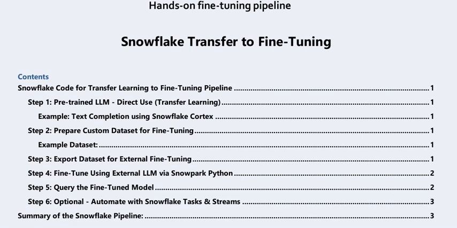Okay, so let's recap a bit for everyone listening. We've essentially walked through this five-step pipeline, starting with just using the base model, transfer learning, then prepping your specific data in Snowflake SQL. Right, getting those prompt and completion pairs ready. Then exporting that data securely, maybe to S3. Then the core step, using Snowpark Python and external APIs to actually fine-tune the model on your data. Where it learns your stuff. Yeah, and then querying that custom model to get specific answers. And finally, the really powerful part, automating that whole cycle with streams and tasks so it stays up to date.